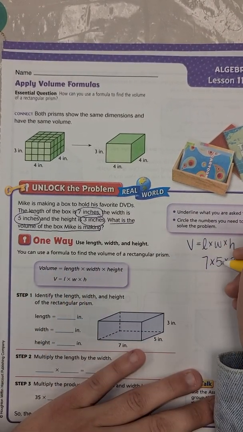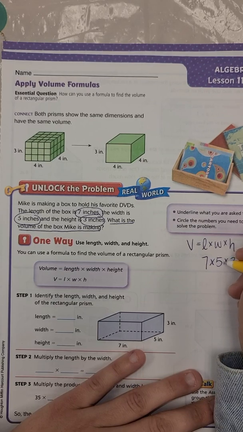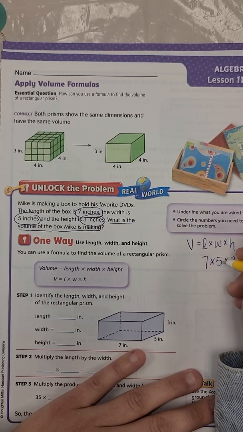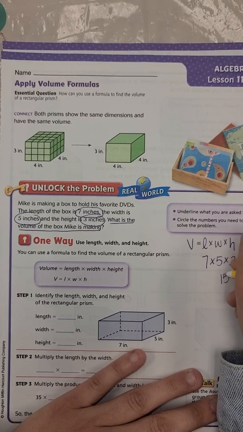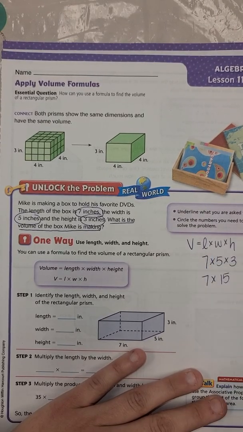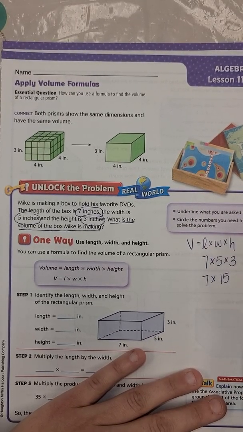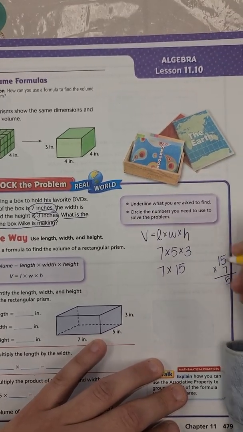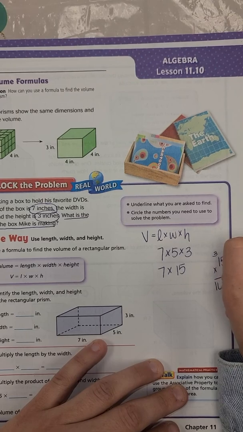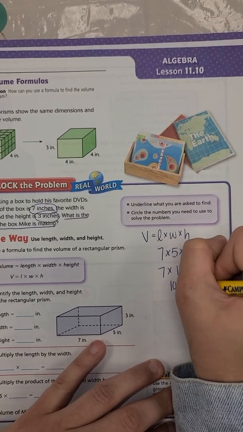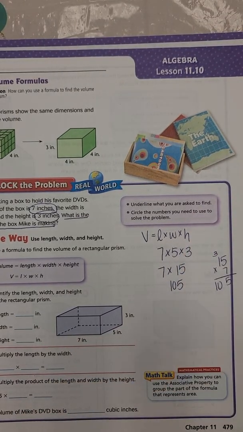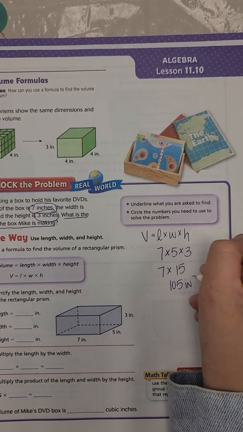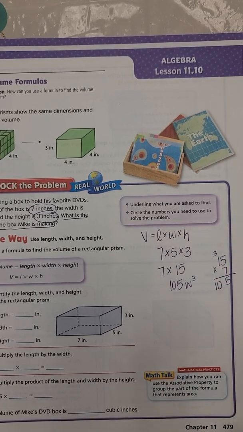So now I know that, what's going to be easiest for me? All right, let's do 5 times 3 is 15. Bring down my times 7. Now I have 15 times 7. I'm going to multiply that over here on this side. That's 35. That's 10. So now I have 105. So it would be 105 inches cubed.